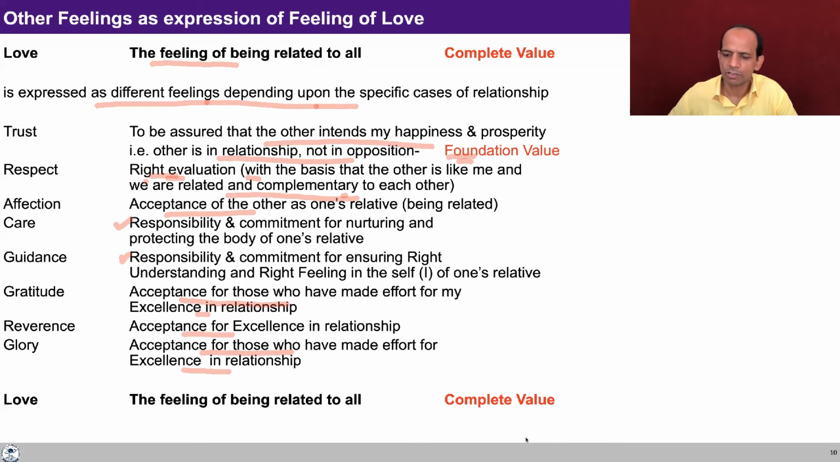And then with all this competence, we have the feeling of being related to all, which is the feeling of love, which is the complete value. So we start contemplating upon these values one by one, and then we are able to develop this competence within oneself.